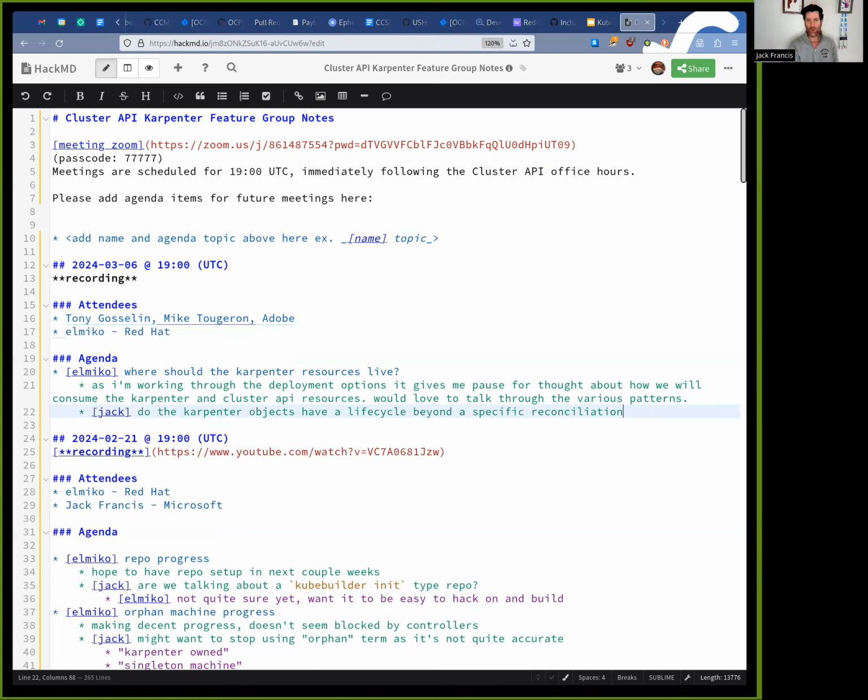I see. So node claims have owner-like properties then, in terms of the underlying infra, the underlying actual nodes. That's my understanding.